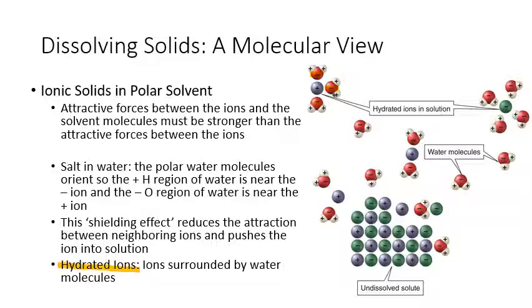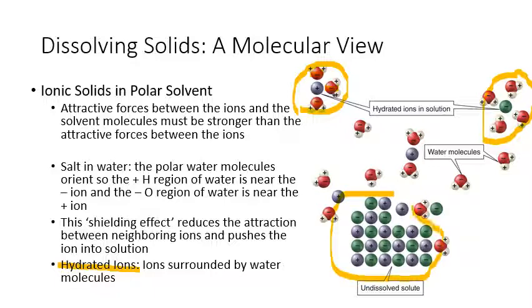Hydrated ions are ions that are surrounded by water molecules, just like this positive ion here is surrounded by a bunch of water molecules in such a way that all the negatives are pointed toward it. And this negative ion here is surrounded by water molecules in such a way that all the positive sides of the water are pointed toward it. Those are both hydrated ions, or ions surrounded by water molecules. And this is going to happen for every single ion in this solute right here.